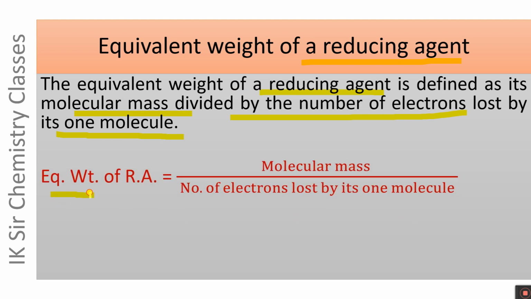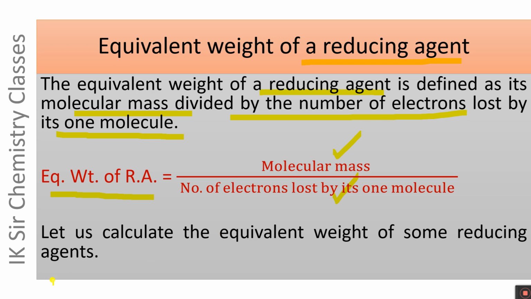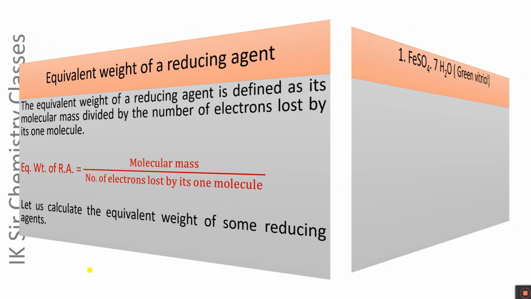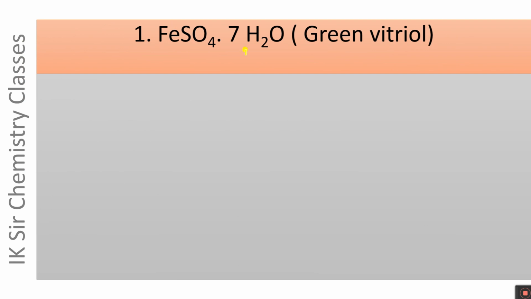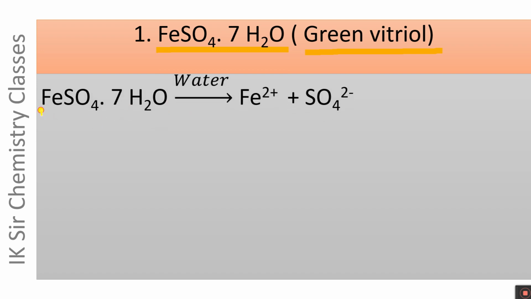The equivalent weight of a reducing agent is equal to its molecular mass divided by number of electrons lost by its one molecule. Now let us calculate the equivalent weight of some reducing agents. First of all, FeSO4.7H2O, iron(II) sulfate heptahydrate, and its commercial name is green vitriol. When it is dissolved in water, one molecule of FeSO4.7H2O furnishes one Fe2+ ion.